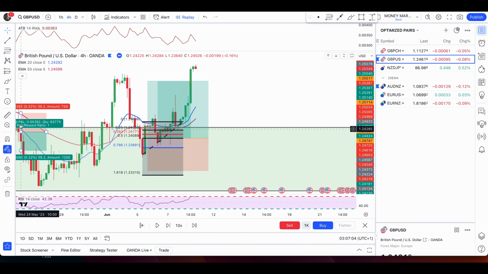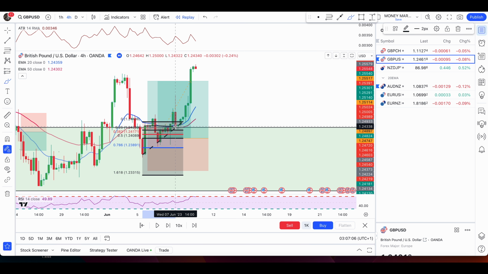Now, if you would have entered here, that would also be a take profit hit, but then you would have to see these big 4-hour red candles, and that might be some stress for you and you might panic and come out of the trade.